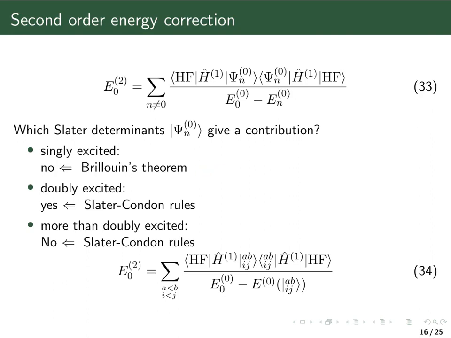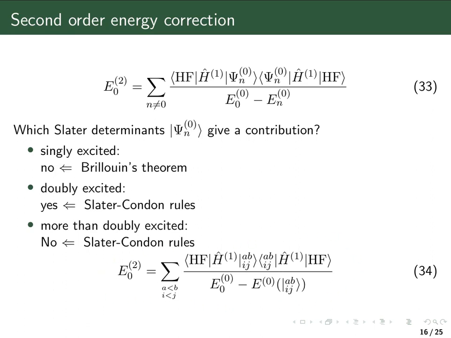Double excited determinants can obviously contribute according to the Slater-Condon rules, but more than doubly excited cannot contribute because then we again have a difference in more than 2 spin orbitals between Hartree-Fock and whatever determinant we have there. So the only determinants which can contribute to this second order energy correction are double excited determinants. And this is our second order energy correction.